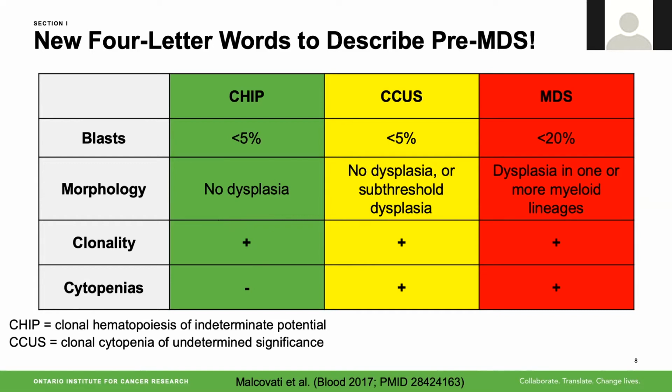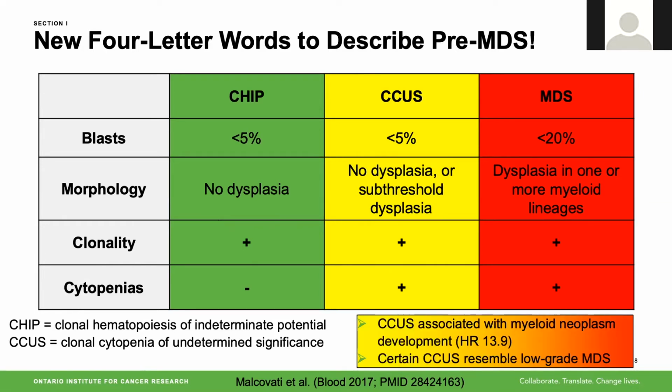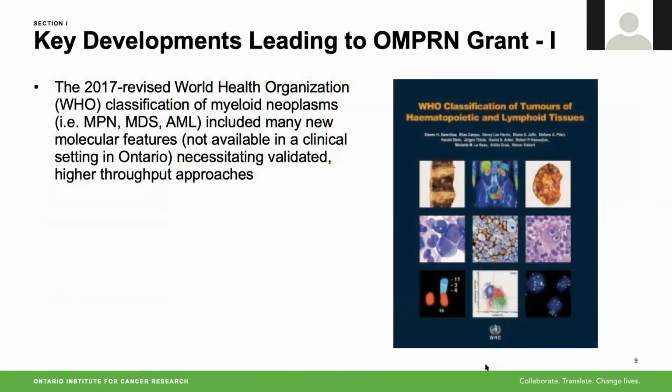So CHIP will come up a little bit later, and there's interest obviously in Toronto in CHIP, also known as ARCH. But in the meantime, others have been looking at this, including our group. This is from an Italian paper. So if you have CCUS, you're at an increased risk of eventually developing a myeloid neoplasm. And in fact, some CCUS, so certain combinations of mutations, essentially resemble low-grade MDS with respect to patient survival and the propensity for leukemic transformation. So this is likely going to impact our ability to diagnose MDS earlier.